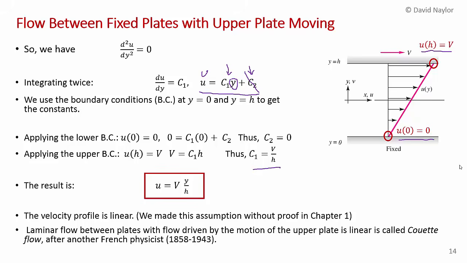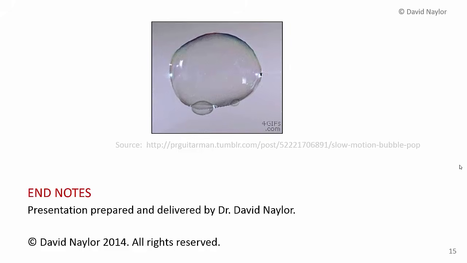Laminar flow between parallel plates with flow driven by motion of the upper plate is linear, and it's called Couette flow. Again, after another French physicist from the 19th and 20th century. And that completes this video.